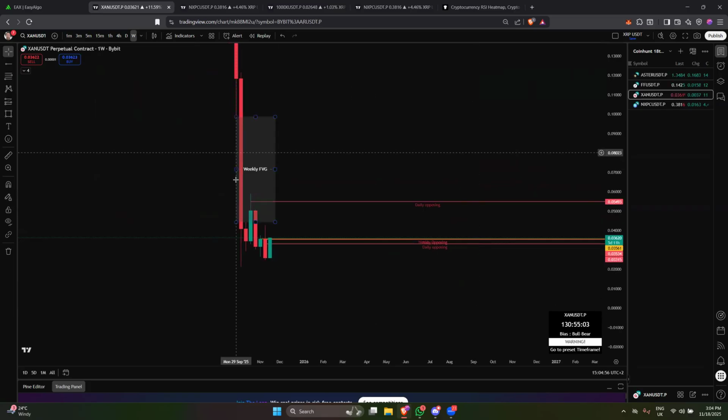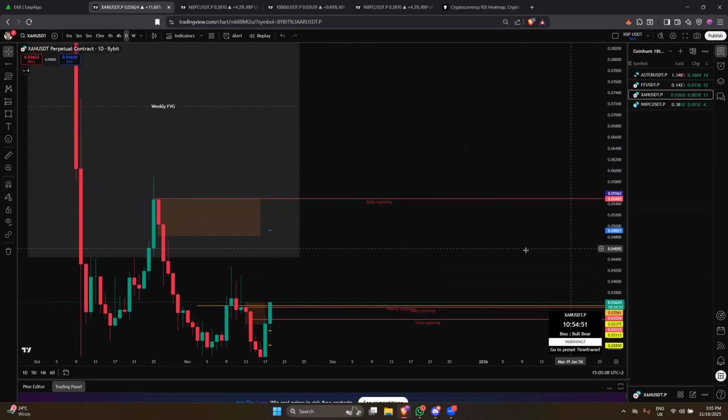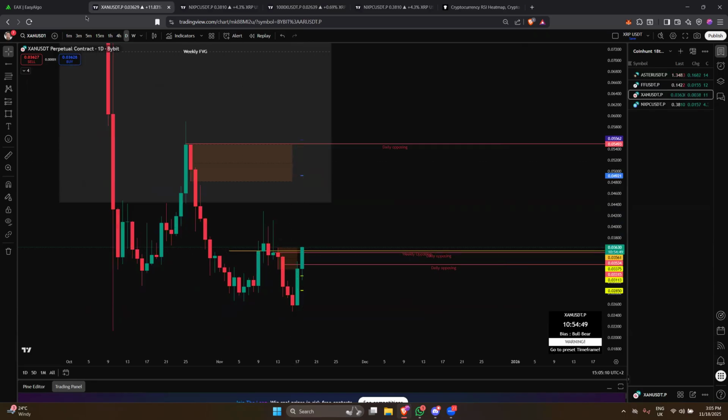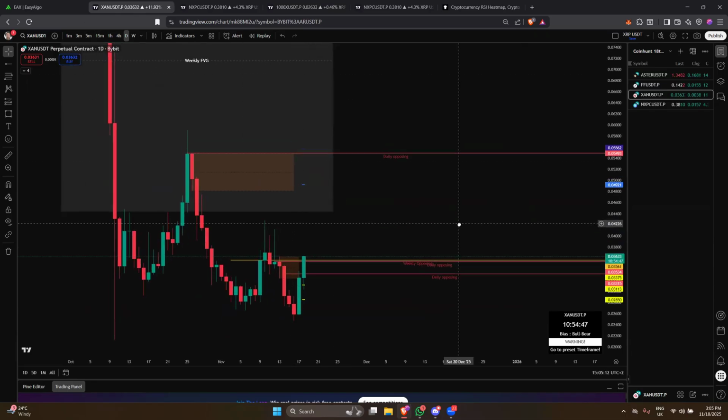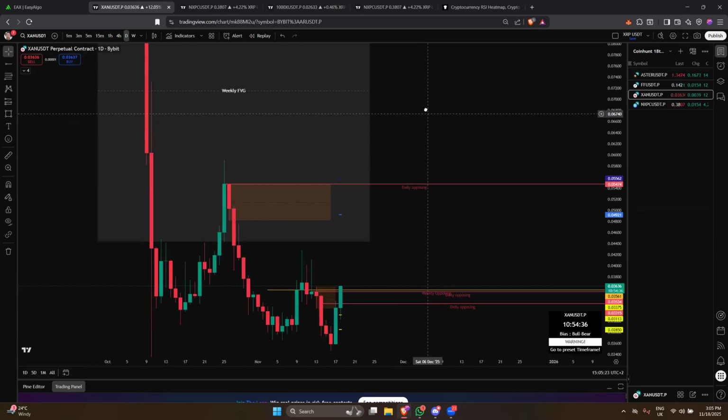On the weekly, massive fair value gaps. It has tapped and broken the weekly opposing level. As you can see there, it's above pivots. Okay, so that's a breakthrough. Let's have a look to see what else we can see. No fair value, so it's just this fair value gap. So daily opposing level inside the weekly fair value gap.